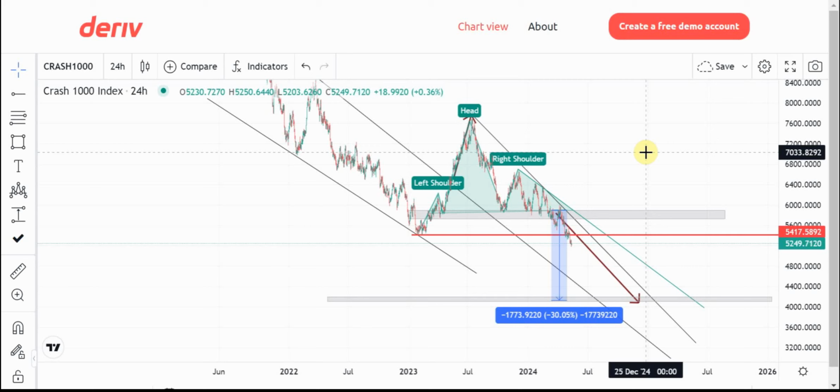So now we are currently supposed to be selling Crash 1000. This is all you have to do. This is the main pattern that has formed in one day.